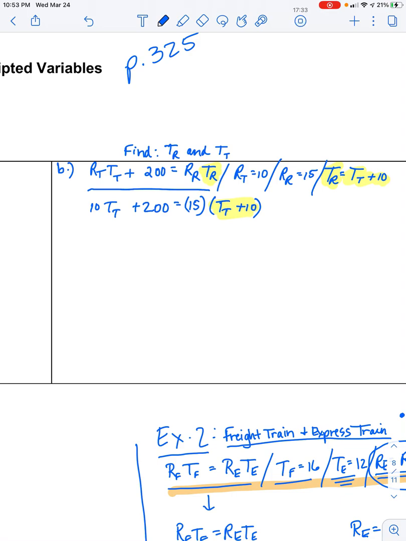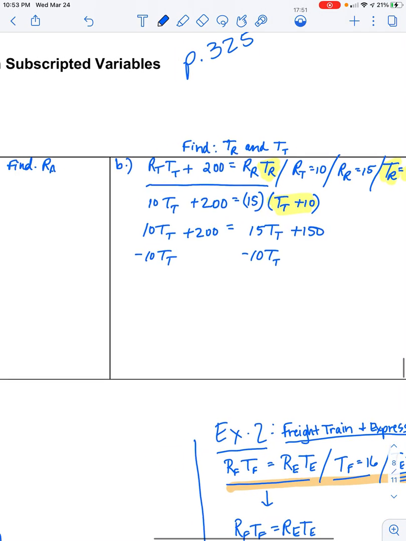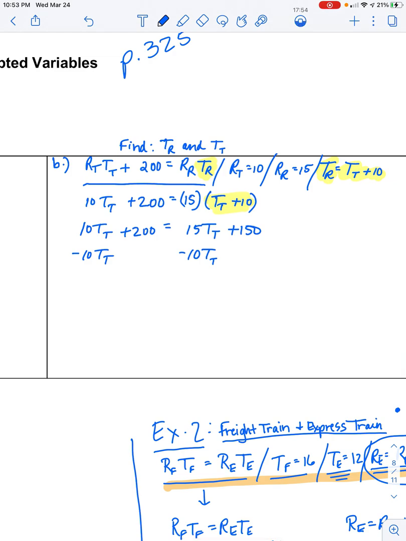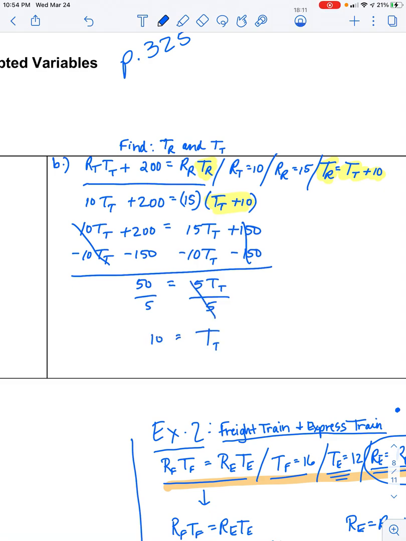Now let's just do some math here. I'm going to do some distributing on this side. We'll just rewrite what's over here. And then we're going to do some moving around. I'll go ahead and move this to the other side so I don't end up with a negative variable, which wouldn't really matter. It's okay if we did. And in that step, guys, I'm going to go ahead and do this part as well. We're going to do that all in one step. Okay, so what am I left with here? I have 50 equals 5 times T sub T. We're going to divide by 5. And T sub T is equal to 10. Okay, so I have solved for T sub T.